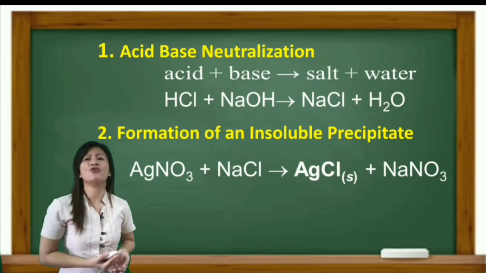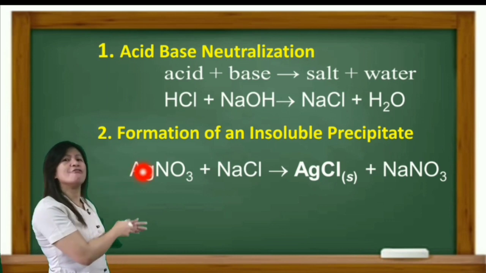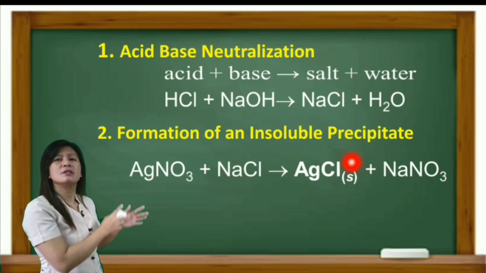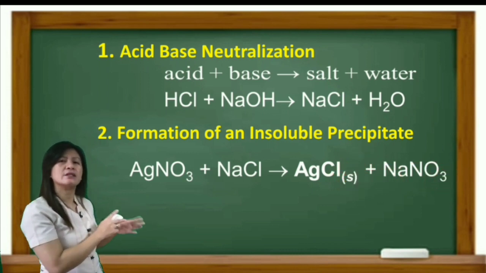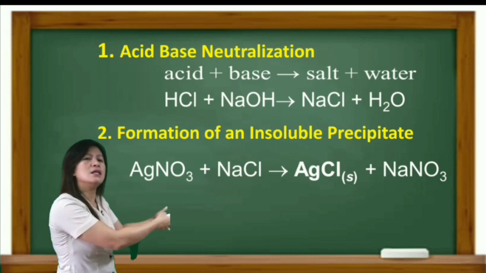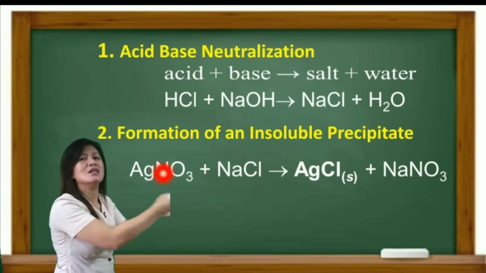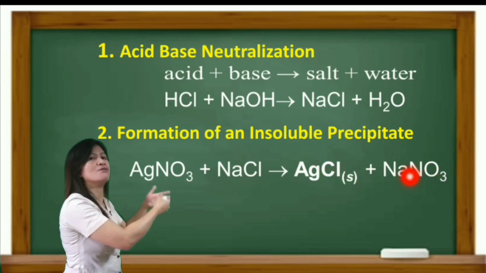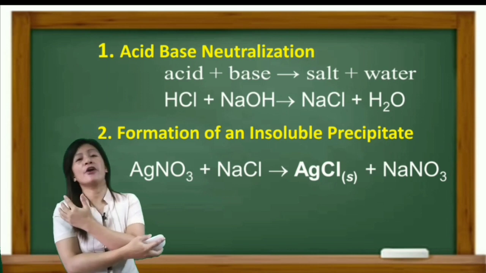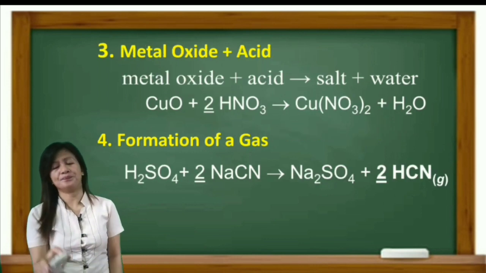Another example, number 2, formation of an insoluble precipitate. We have here aqueous silver nitrate combining with sodium chloride to form silver chloride and sodium nitrate. So we again make use of the general equation, AB plus CD forming AD and CB. You have positive negative plus positive negative to form positive negative and positive negative. So you're just exchanging the ions, but still considering the crisscross method when predicting, for example, the products.